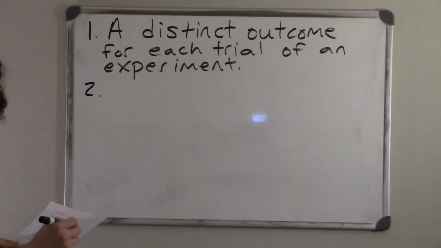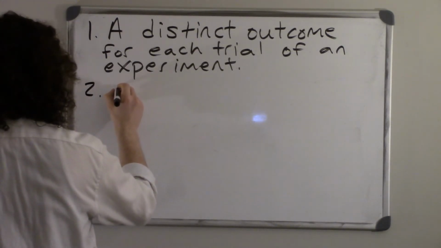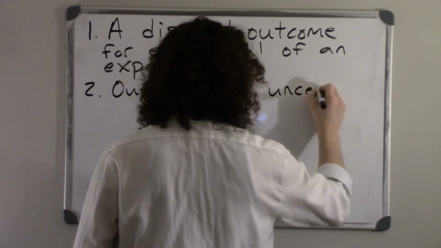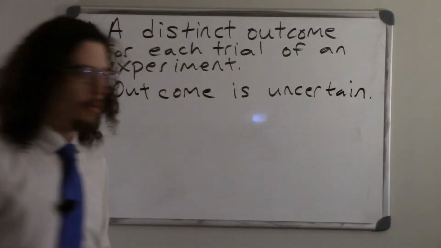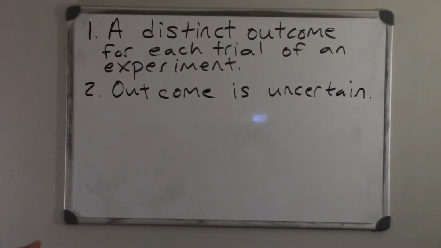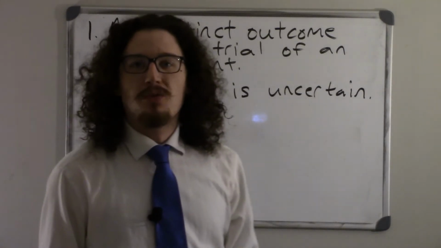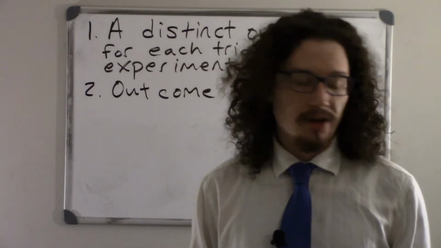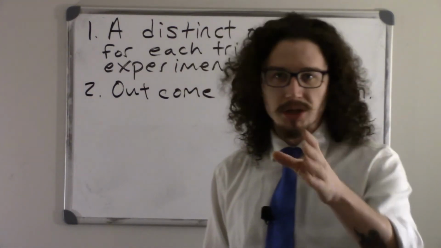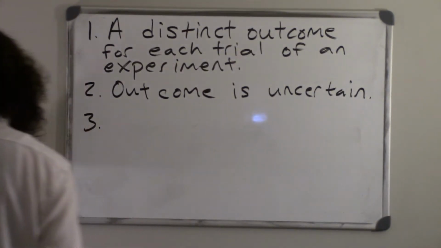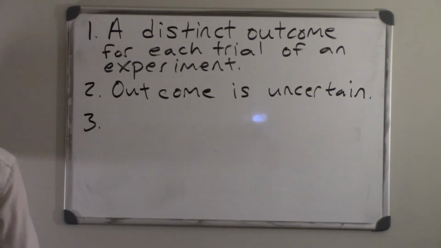The second is that the outcome is uncertain. All right, so before we actually go through an iteration of this experiment, whatever it is, we should not know the outcome, right? It shouldn't be a foregone conclusion, because if it is, that's not a random experiment, because it's not random at all, right? We have a very set particular outcome, all right? So the outcome should be uncertain before we actually do the experiment.